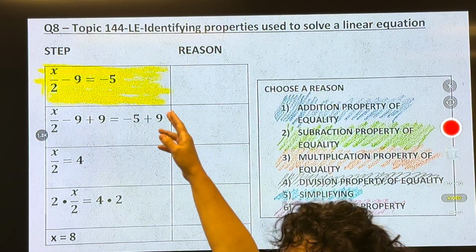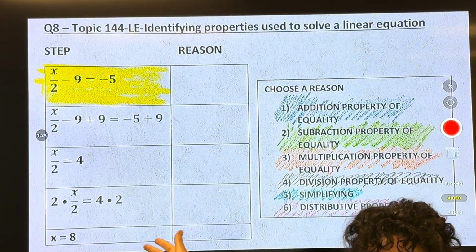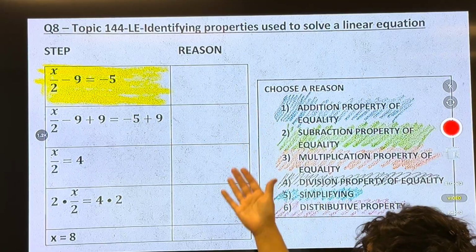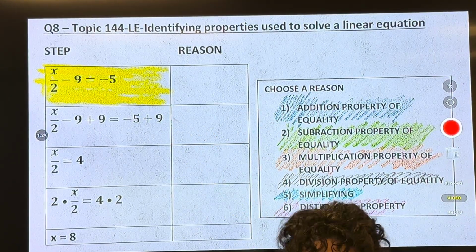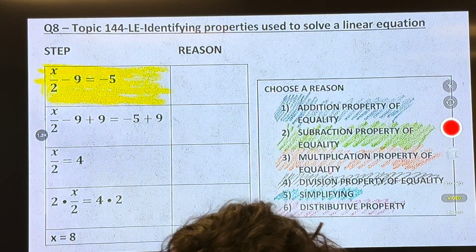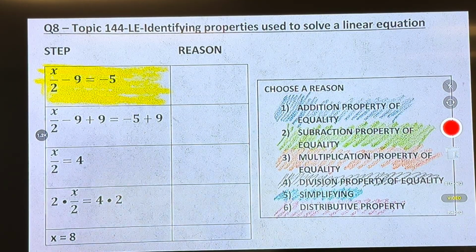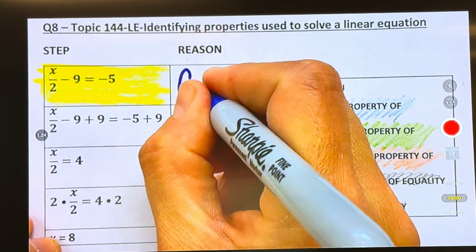We've got an equation that has already been solved. Our job is to put in the reasons for each step. All right, we're gonna always start off with a given equation. So let's just put in the reason here that this is given.